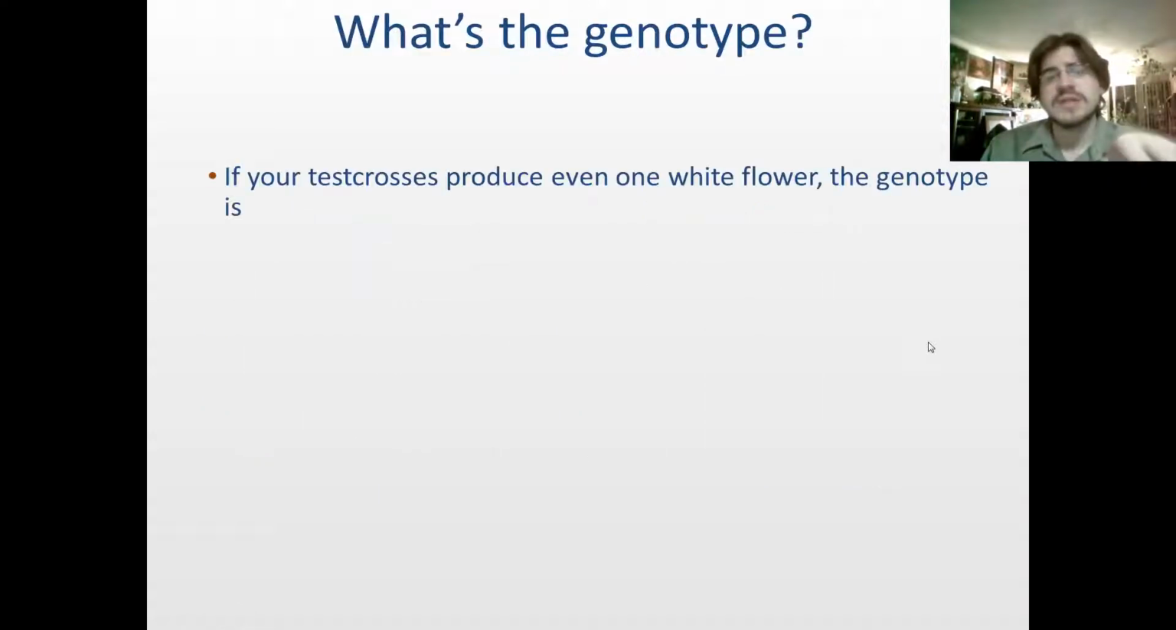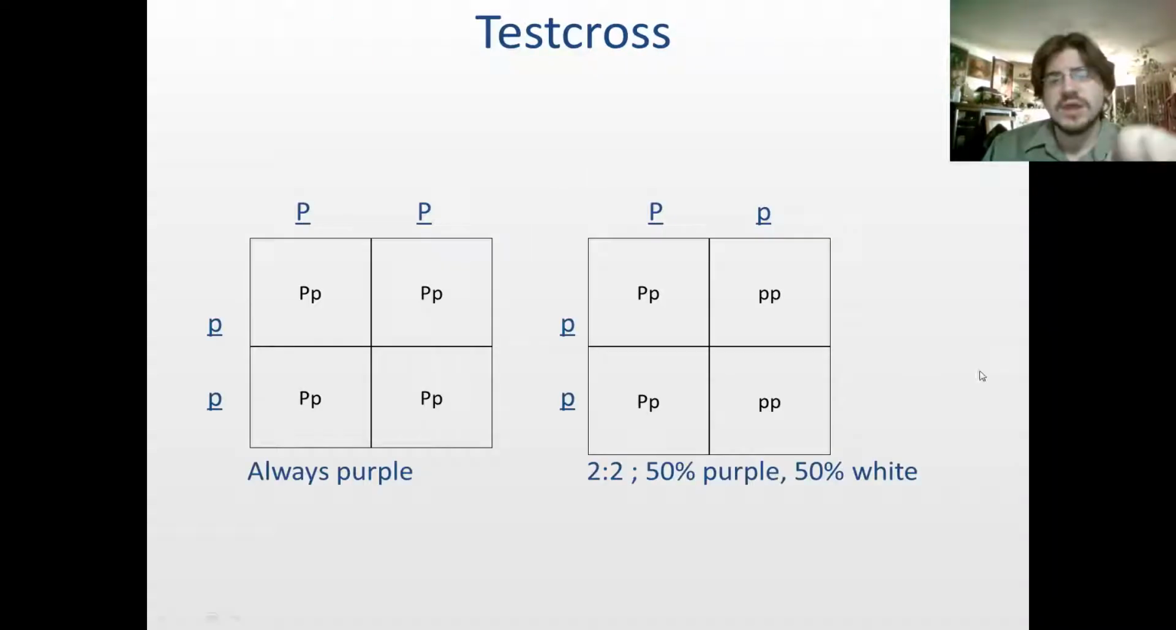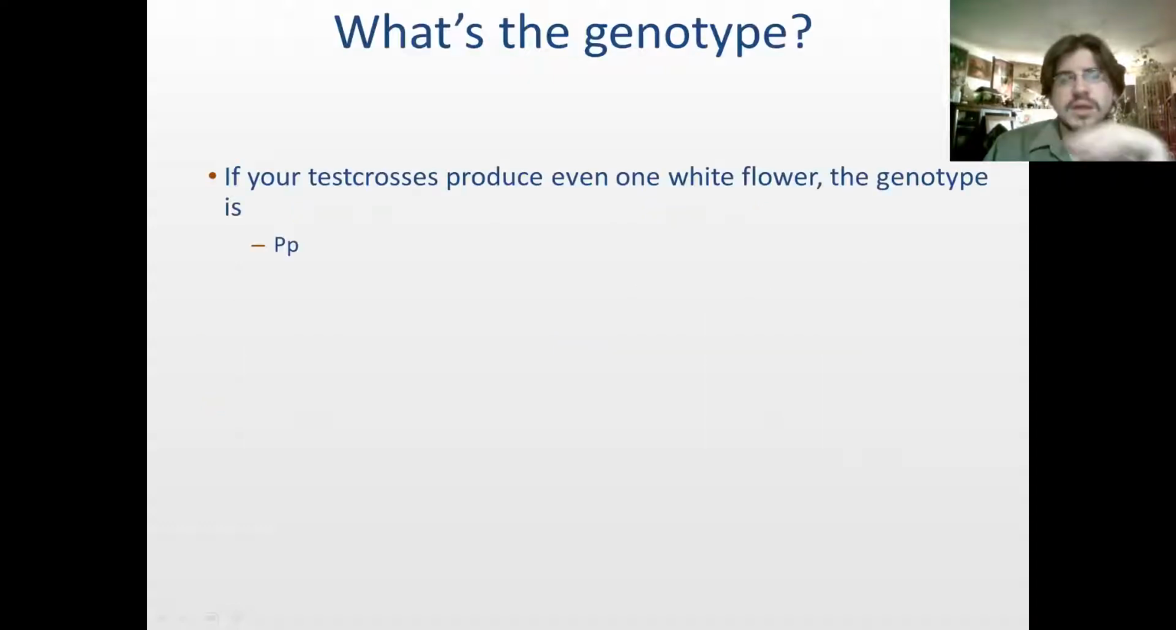Well, if your test cross produces even one white flower, what is your genotype? Look to the previous. That's correct. Your genotype is heterozygous if you get a single white flower. It's because the only one of these two that could produce a white flower is the one where the unknown genotype was heterozygous. There's the white flowers. No white flowers here. So, easy enough.